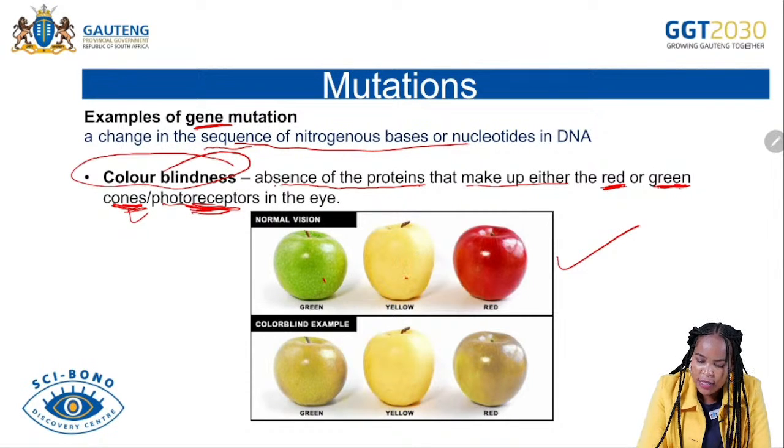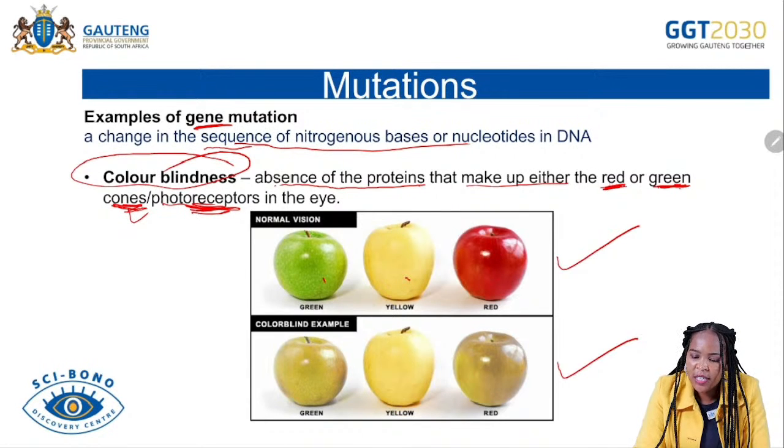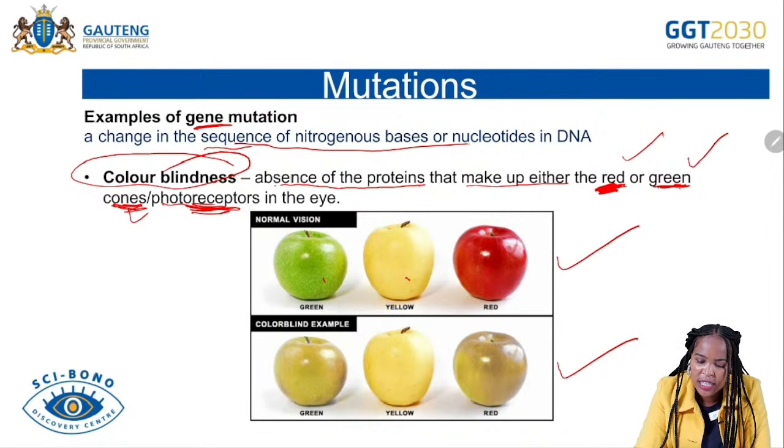And then the yellow one is yellow as it is, and the red one is red as it is. So this is a person with normal vision who has the protein that can make up the red and the green color. But when you look at the picture at the bottom, this person is colorblind. To them, a green apple is yellow, a yellow apple is yellow, a red apple is still yellow, because they do not have the protein that makes up the red or the green. So they only see yellow.